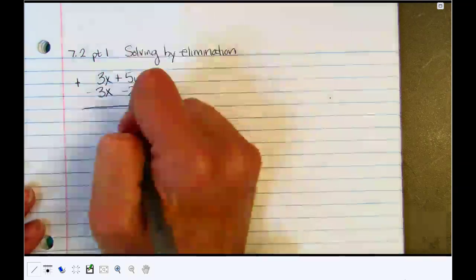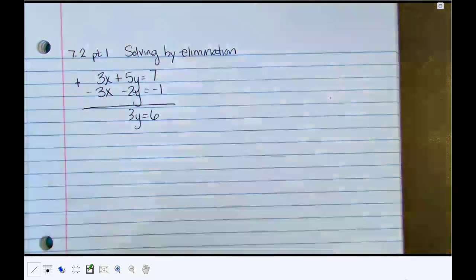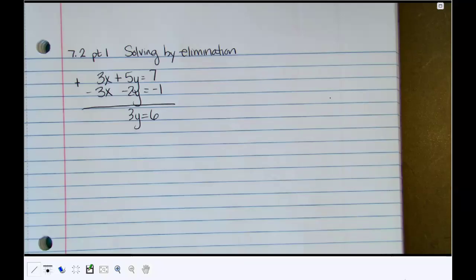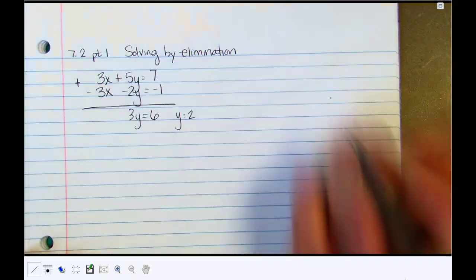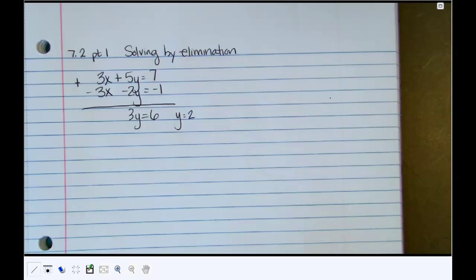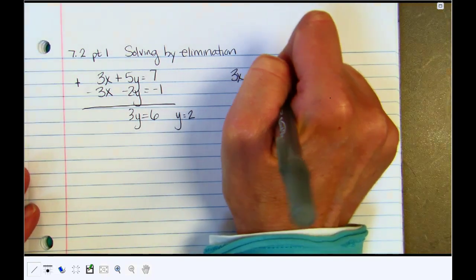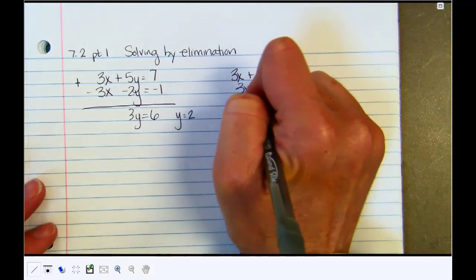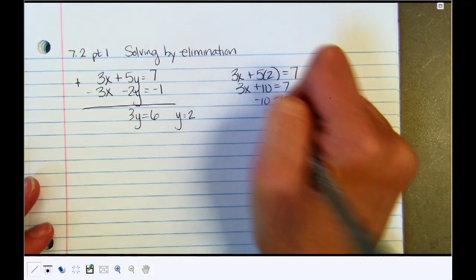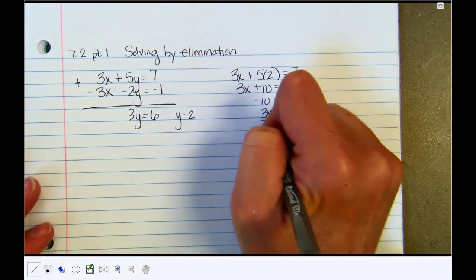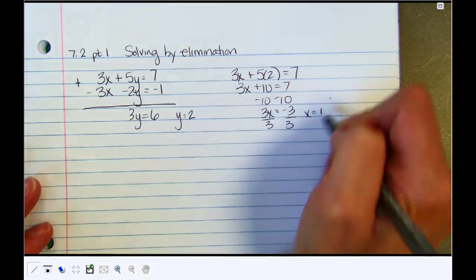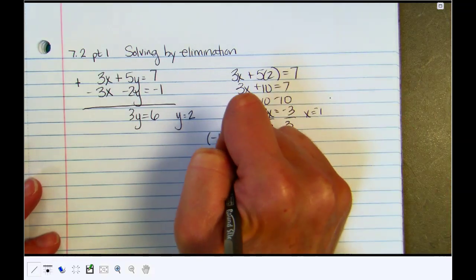And then you're left with 3y is equal to 6. It should always come out to then be a 1-step equation that's super easy to solve. So you know that y is equal to what? Y equals 2. And then the rest of it's substitution. Pick one of those equations, plug in your 2, and solve for x, and then you are done. 3x plus 5 times 2 is equal to 7. Plus 10 equals 7. So x in this case is -1. And we write our answers as a coordinate point, (-1, 2), because that's what we do.